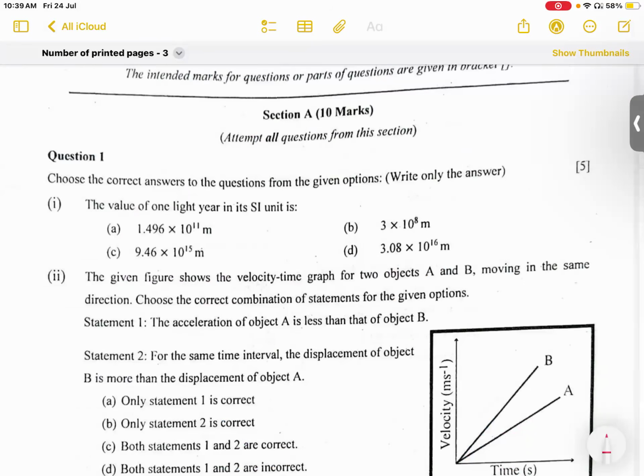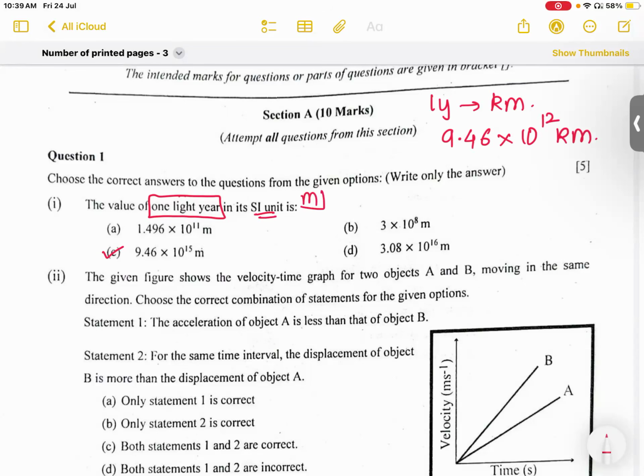The value of 1 light year in its SI unit. So we know that 1 light year is 9.46 × 10^15 meters. If they would have asked you to calculate light year in terms of kilometer, guys, then this answer would have been divided by 1000. So this would have become 9.46 × 10^12 kilometers if it was in kilometer. But since it is in SI unit, it would be in terms of meters.